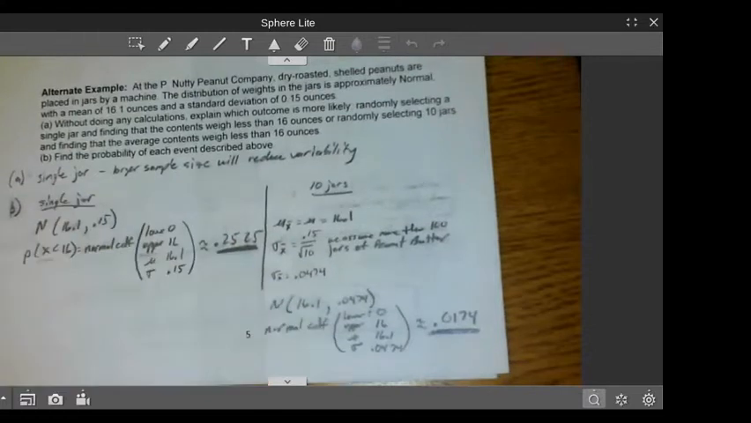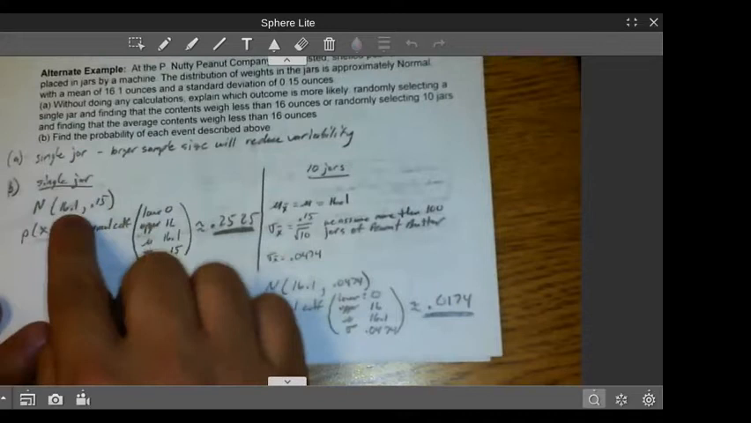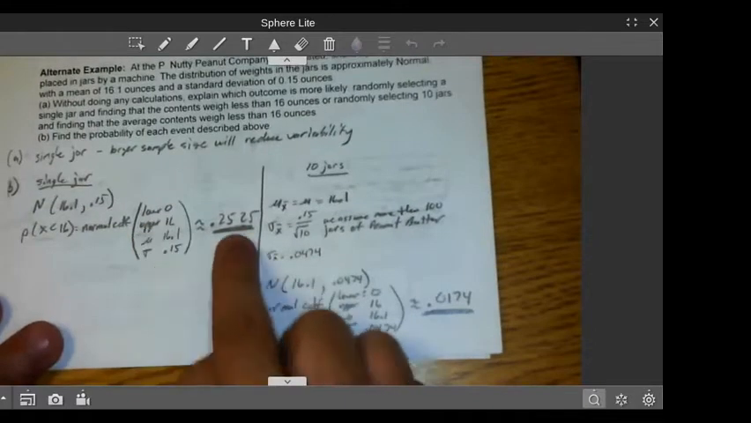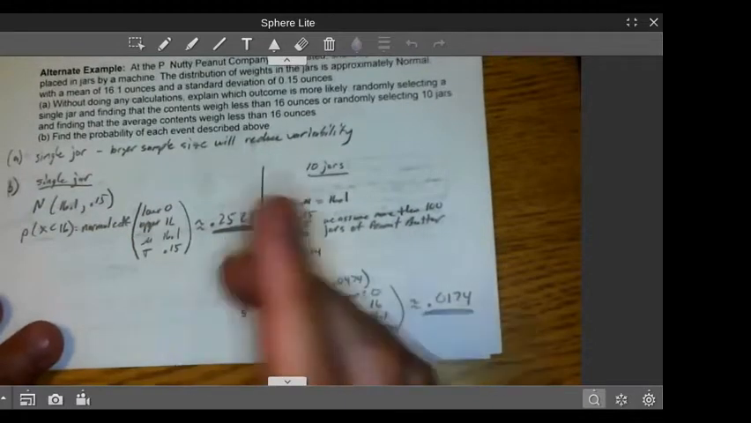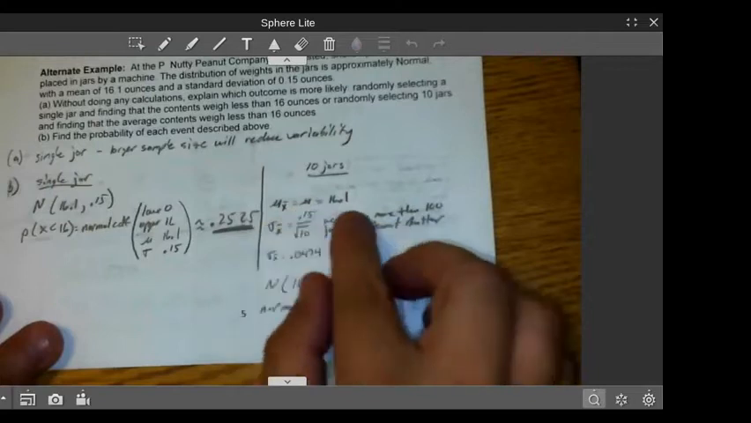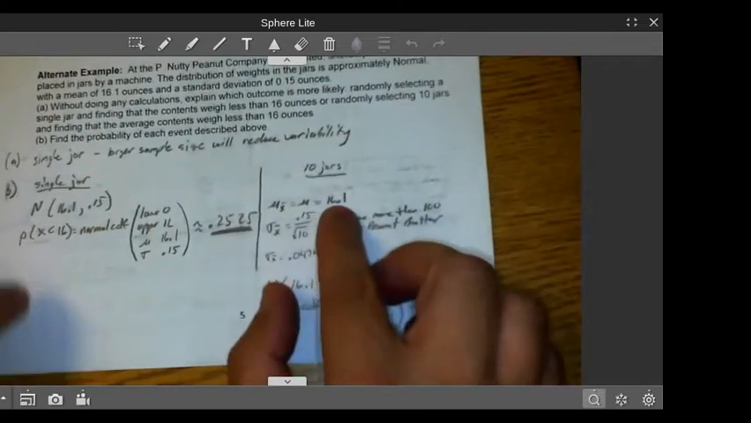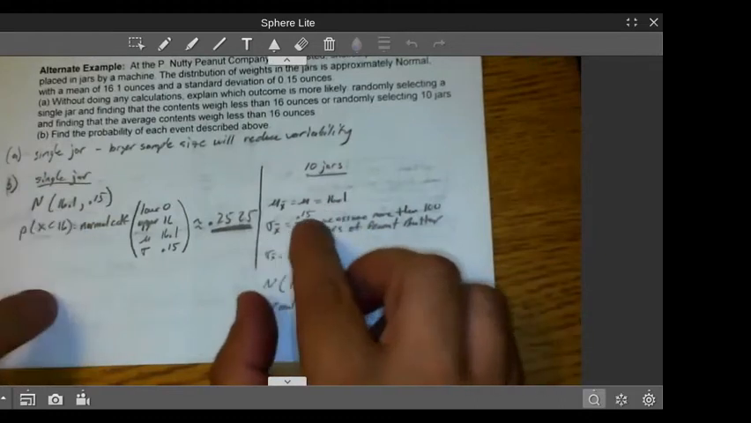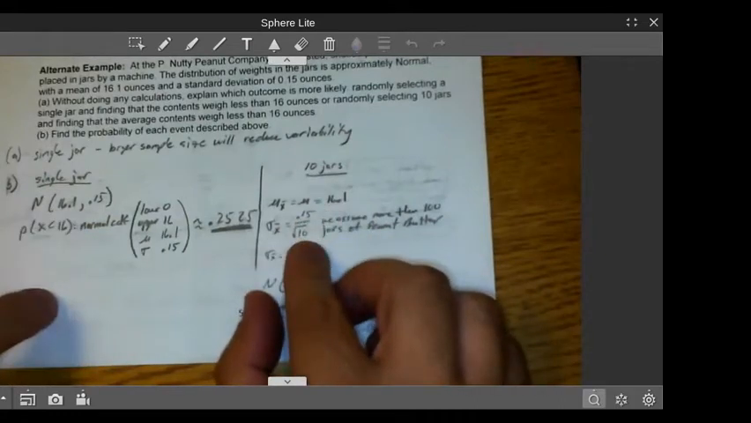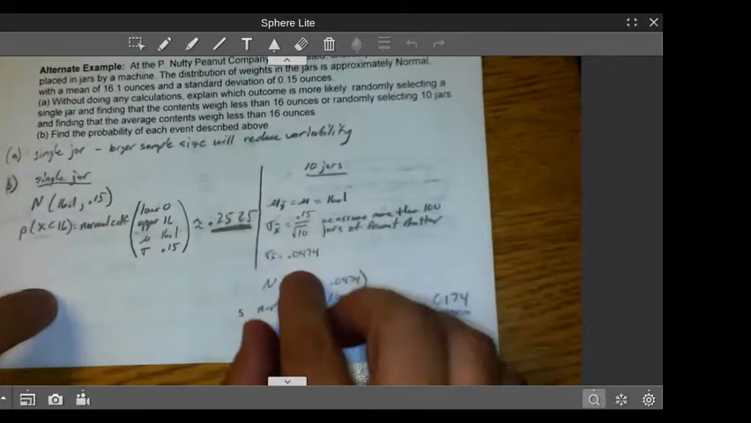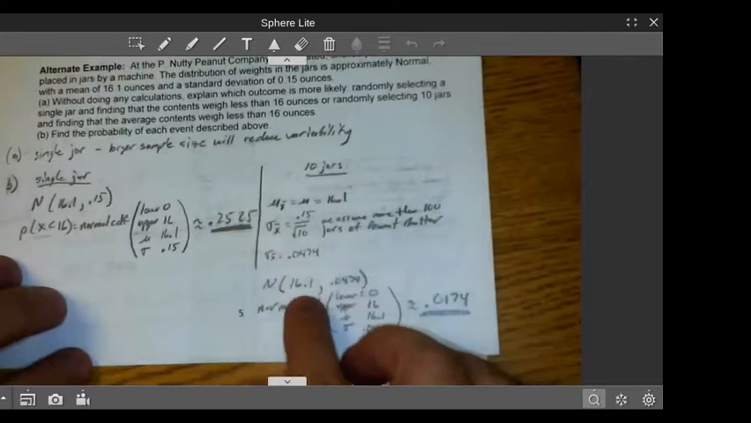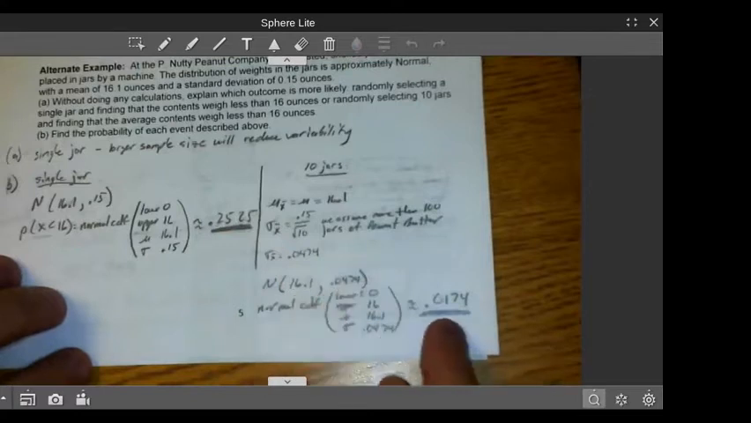Find the probability of each event. For the probability of a single jar, normally distributed, mean of 16.1, standard deviation of 0.15, use normal CDF. I plug everything in, get the percentage. Easy. For 10 jars, mu of X bar is the same, still 16.1. For sigma, you take the 0.15 and divide it by the square root of 10. That one you don't get such a nice number. But now we have mu and sigma. We plug those in. Much harder.